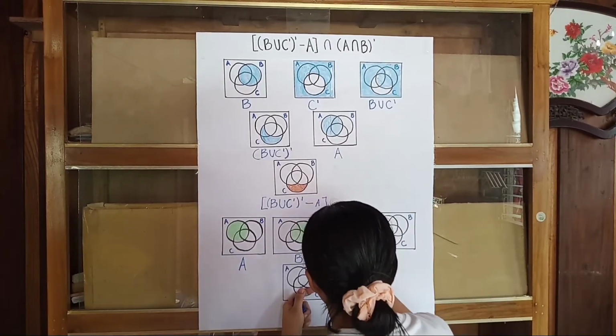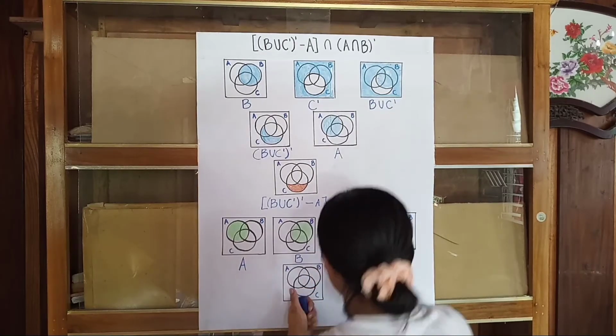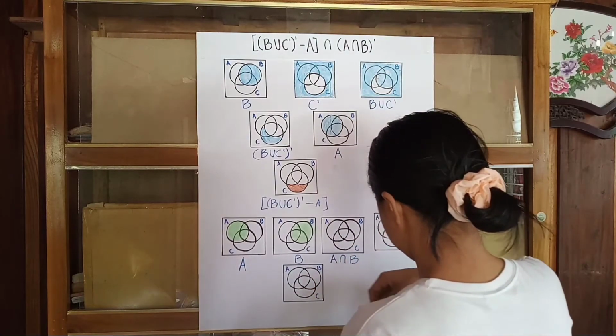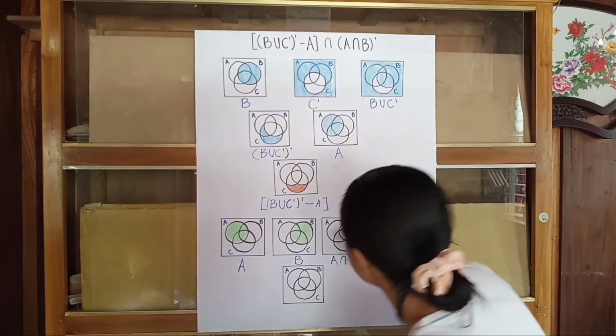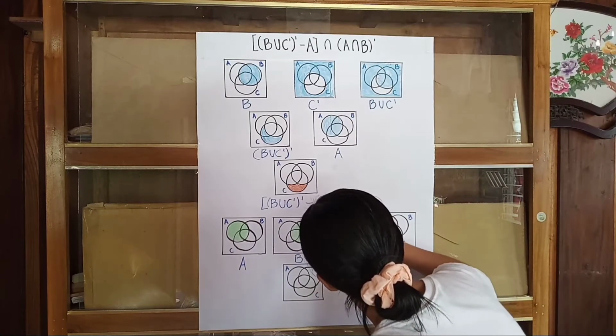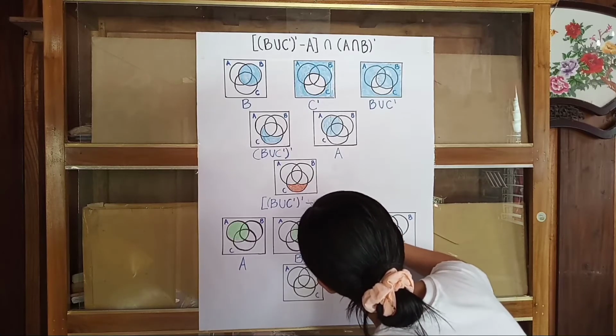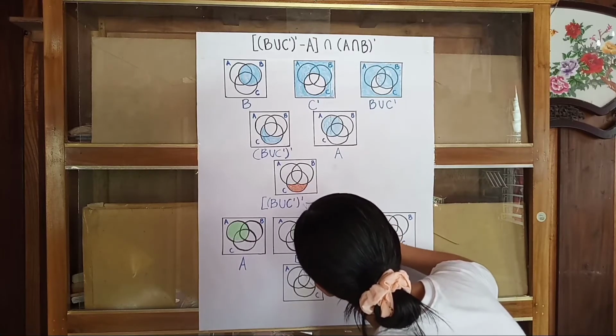So, intersection of A and B. So this is the intersection of A and B, since this part is the shaded parts that both are similar.